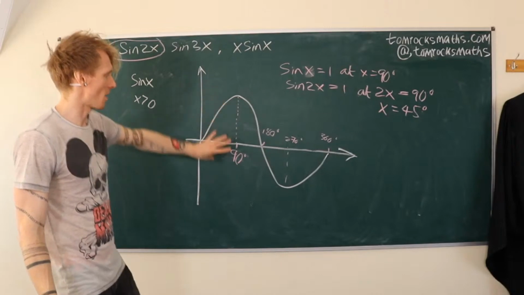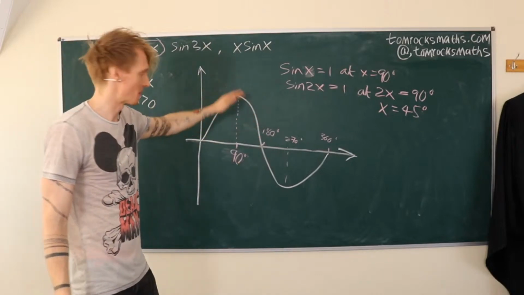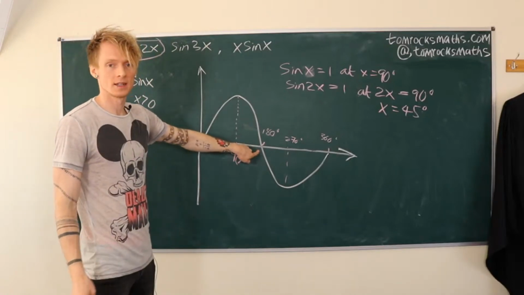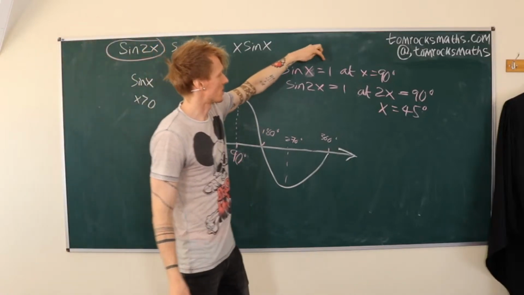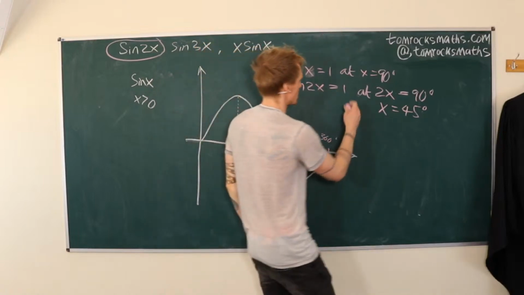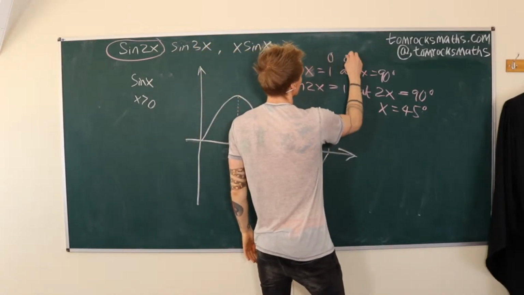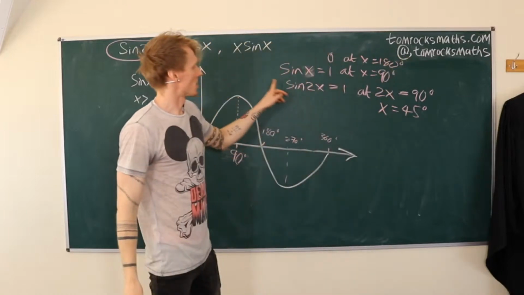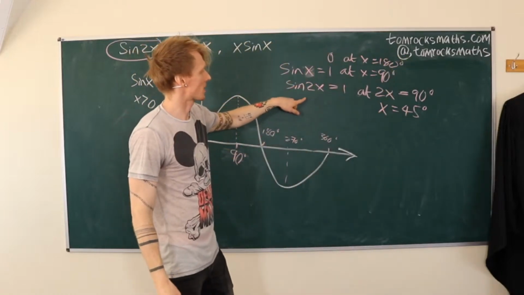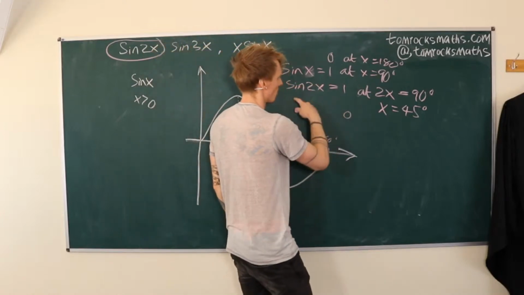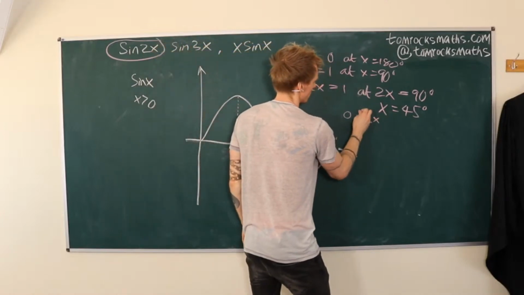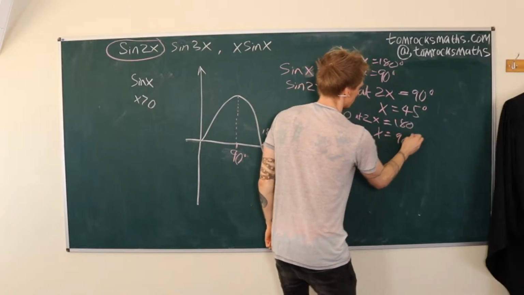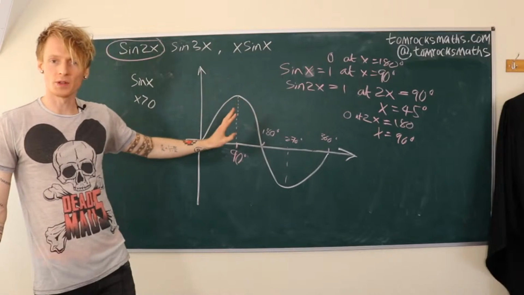So this is why it can be helpful to think about some of the points, like the peaks and the zeros. Because we're going to get the same thing happening at 180. So sine of x is 0 when x is 180. So sine of 2x is 0 when 2x is 180, so when x is 90. And we could try this for a few other points.